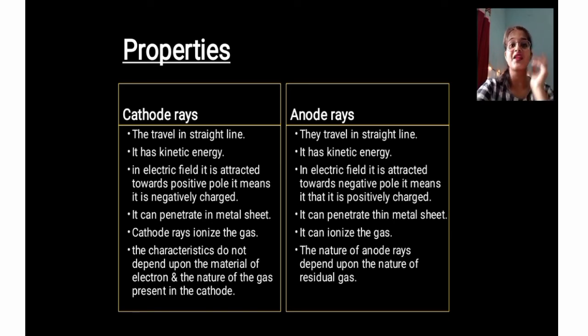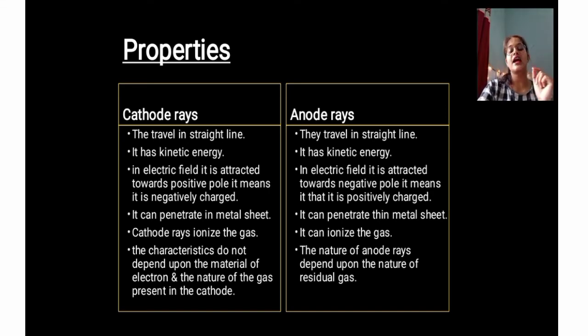And how do we know that? When cathode rays or anode rays, because they both are the same, are traveling, if we put any metal object and it produces a sharp shadow, the shadow should be sharp, then by that we know that yes, this is traveling in a straight line.